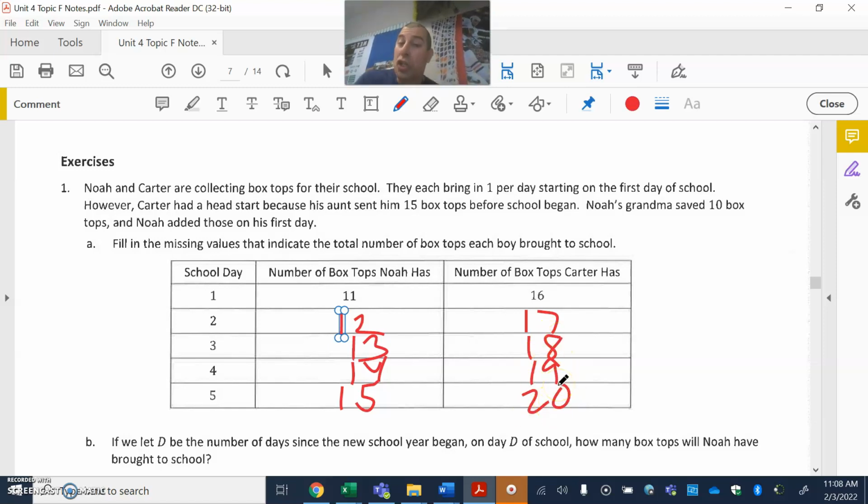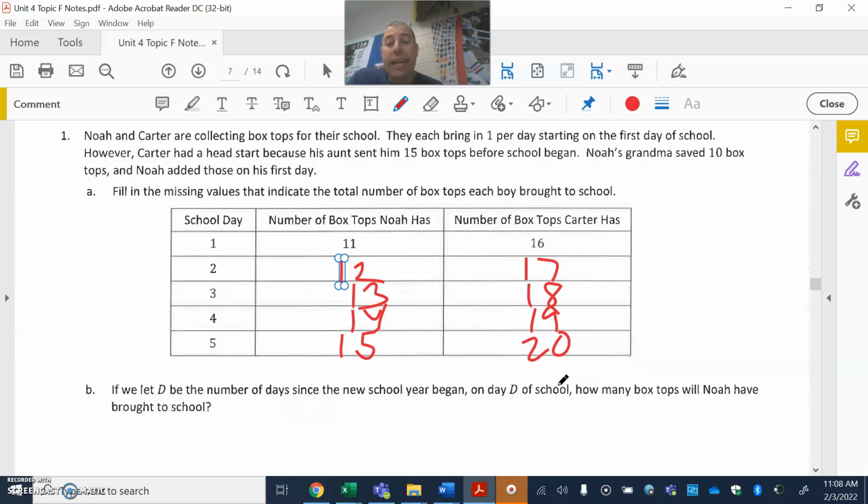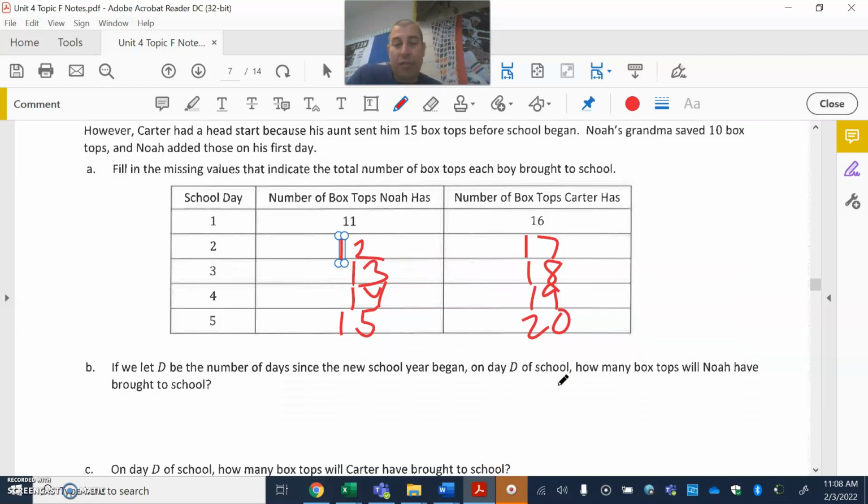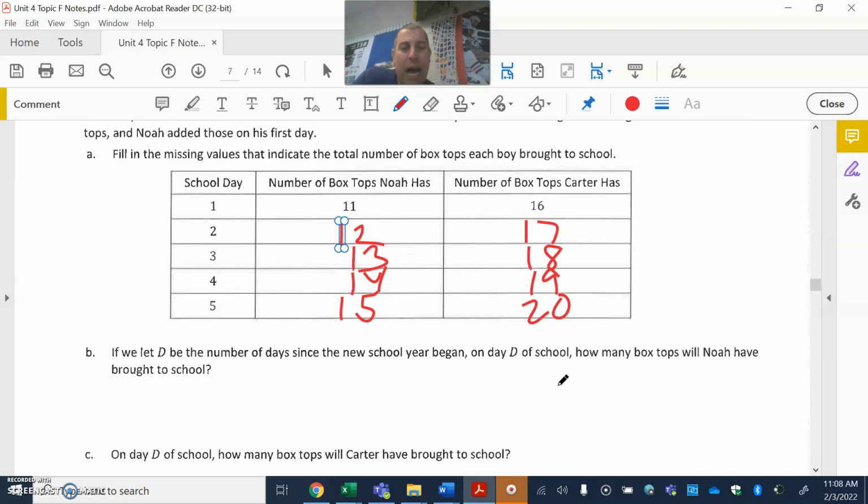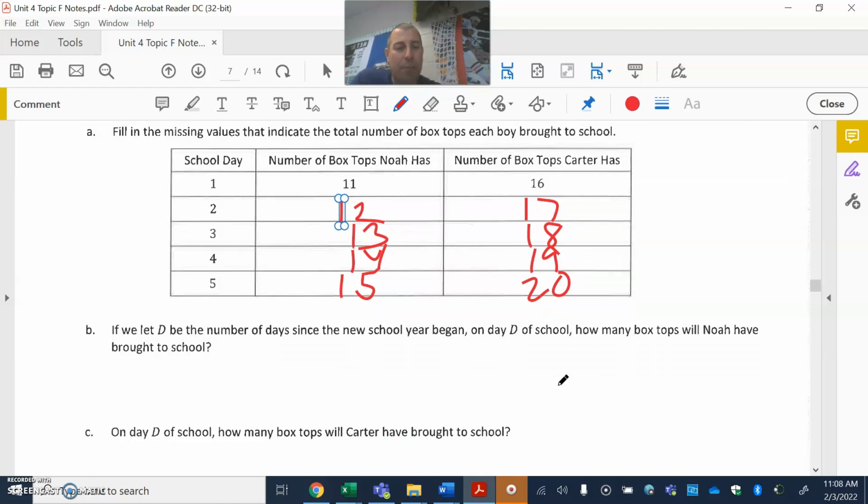All right, so let's get into this now. If we let D be the number of days since the new school year began, on day D, how many box tops will Noah have brought to school? So for Noah, the whole idea is, how are we going to figure this out? That's really what they're getting at there. It's what's going on each time.